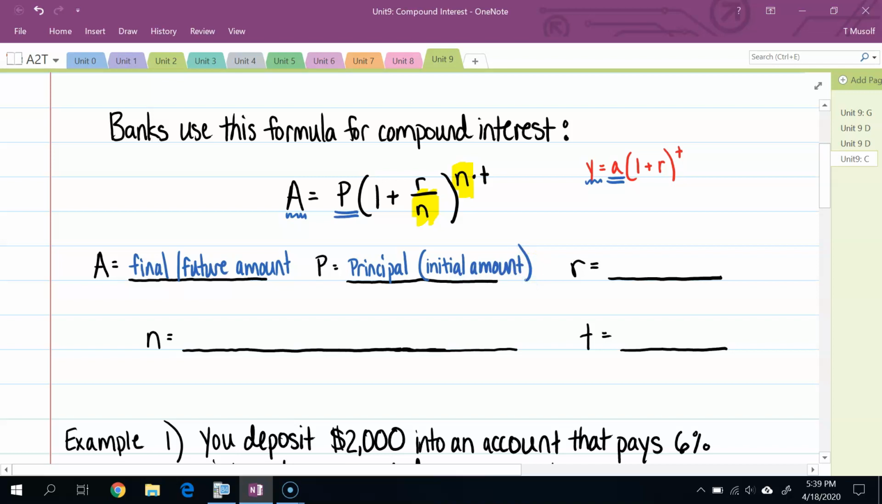All right. R is the same value. It still represents the rate written as a decimal. So if I had 5%, it would be 0.05. And then to skip n temporarily, t is still the same thing, and that represents time in years.